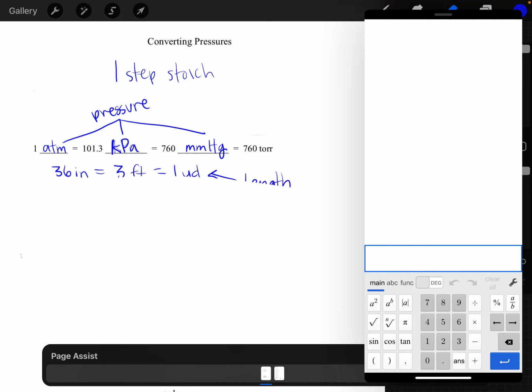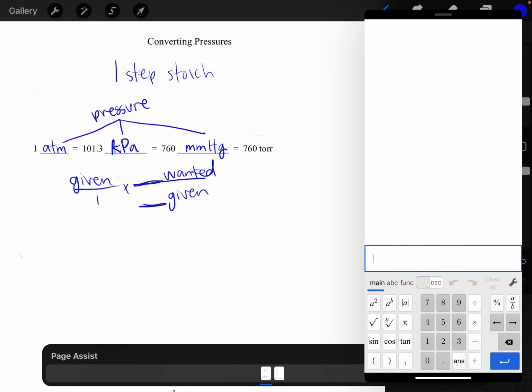Okay, so let's do some practice problems. It really is not that crazy, especially if you kind of understood Stoich. Okay, so whenever you're doing a conversion, you're always going to start with given over 1. Then you make sure you have your given unit down here and your wanted unit at the top. And you plug in the number that goes with each of those units.